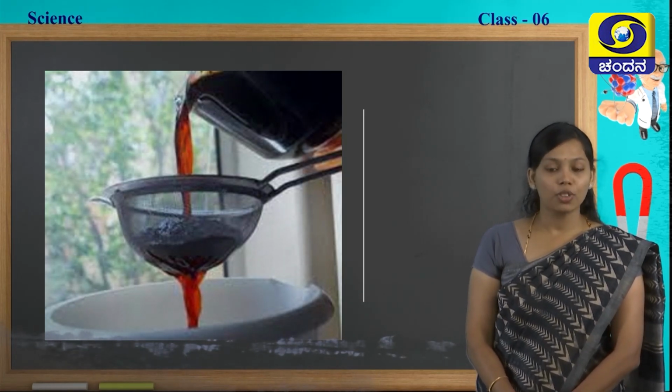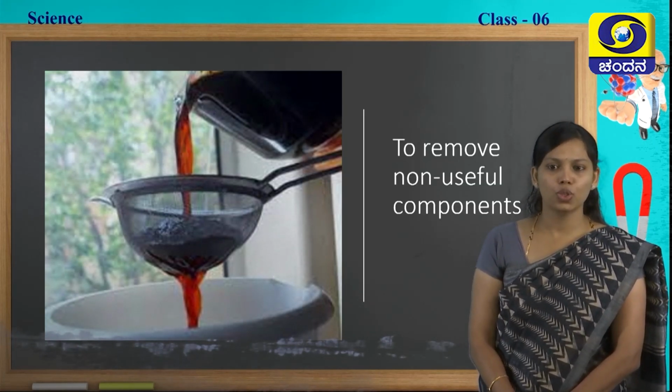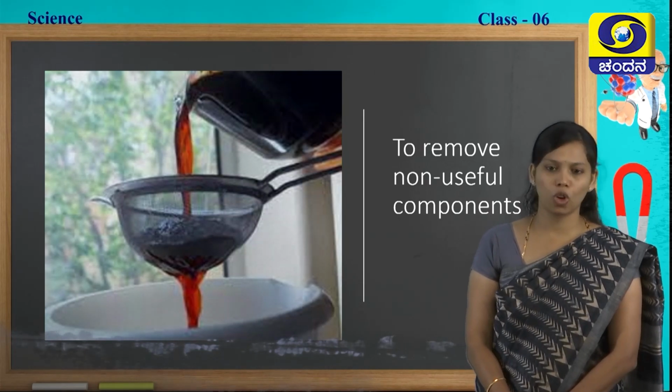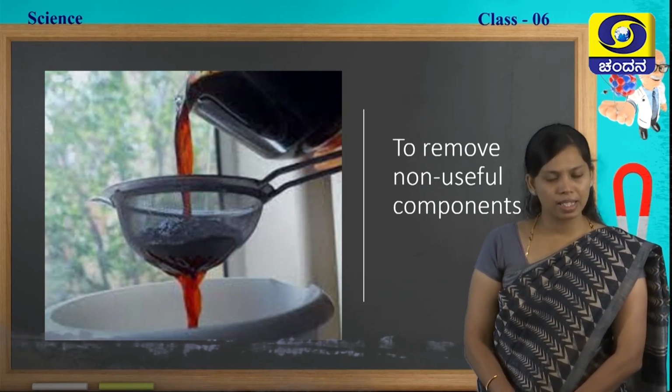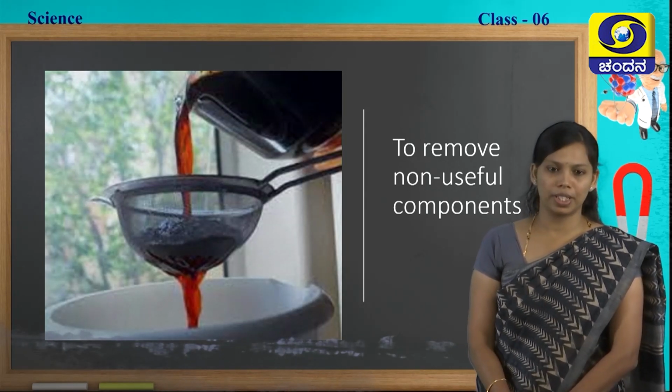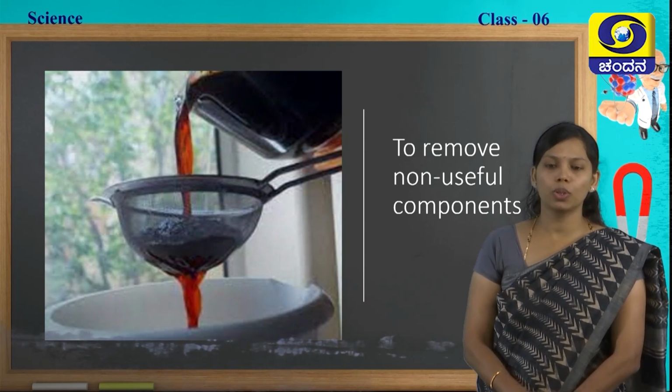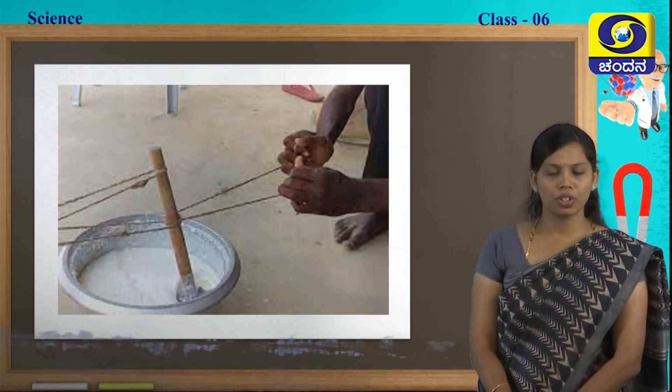So, we have to separate the substances to remove the non-useful components. Sometimes we can use that to grow the plants and all, but still it is a non-useful component. Next we shall see another instance. Look at the picture now.